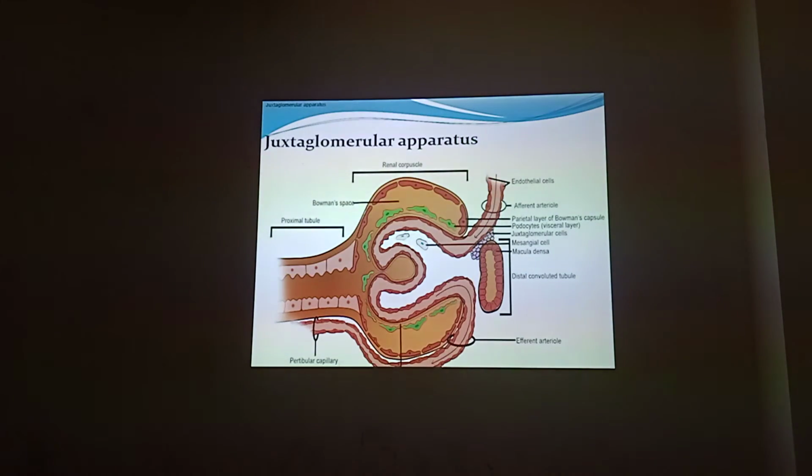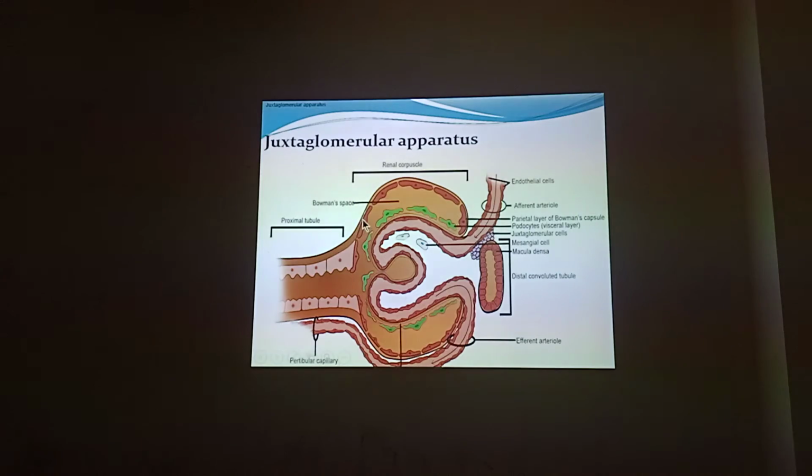This is our juxtaglomerular apparatus. This is the afferent arteriole, this is the glomerular capillary, and this is the distal convoluted tubule. Altogether they form the juxtaglomerular apparatus. Always asked in the exam, the renal corpuscle. This is where my cursor is, the renal corpuscle. It has got a visceral layer. This is the visceral layer, and this is the parietal layer.